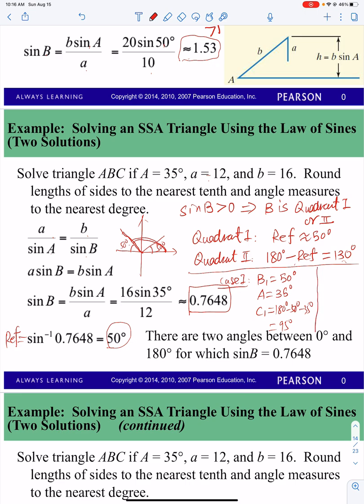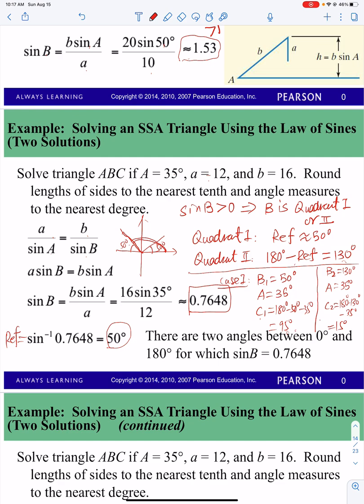Okay, so case 2. Your B2 will be what? 130 degrees. Your A is what? 35 degrees. What will be your C2? 180 minus 130 minus 35 degrees. So what do we have? 15 degrees. So this means how many possibilities do you have for B and C? 2. So this means how many triangles do you have? 2 triangles.